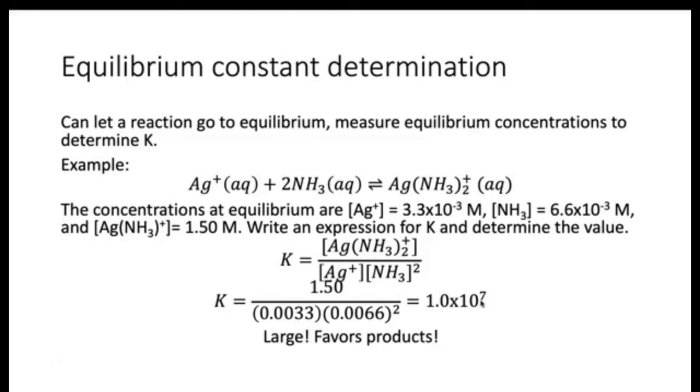Okay, that's really large, and it clearly shows that this reaction favors products, as if you couldn't tell, if you have a final concentration of 1.5 versus millimolar concentrations of the reactants.